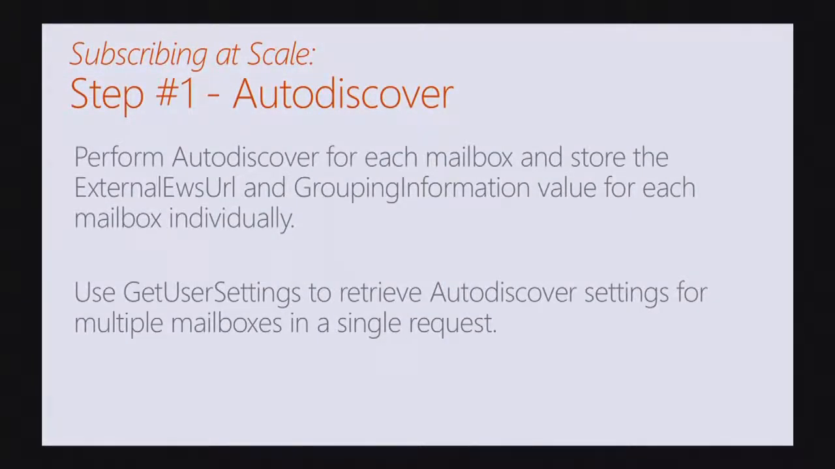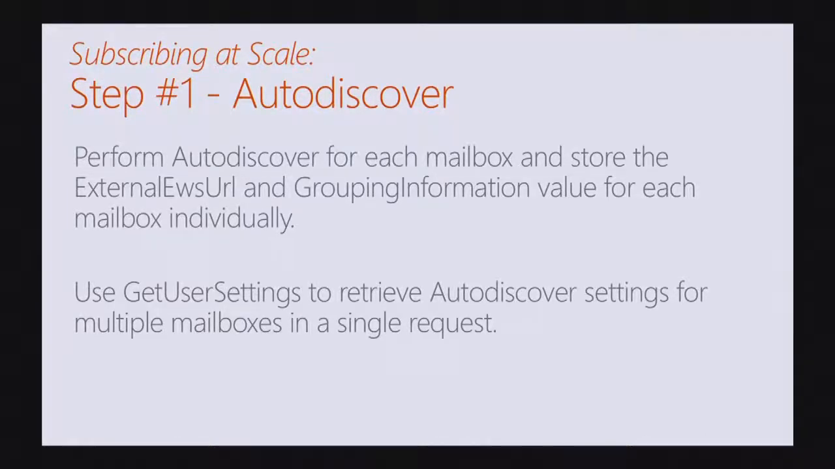So for subscribing at scale, we're in a scenario where we have, say, 10,000 mailboxes that we want to create subscriptions for and get events from. The first thing we need to do is we perform auto-discover on each of these mailboxes. From that, we get an external EWS URL, which is where we'll make requests to. And then the second piece of information we'll get is grouping information, which is essentially the AD site. It's literally just the AD site that mailbox is currently in.